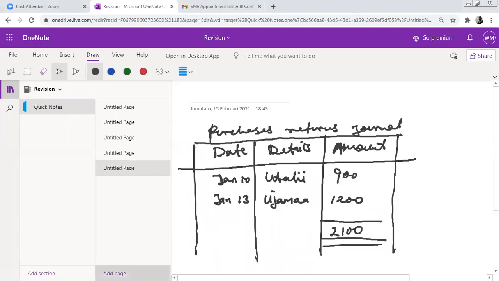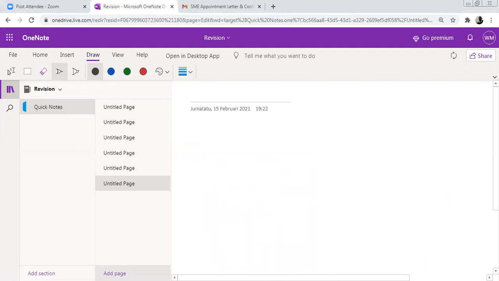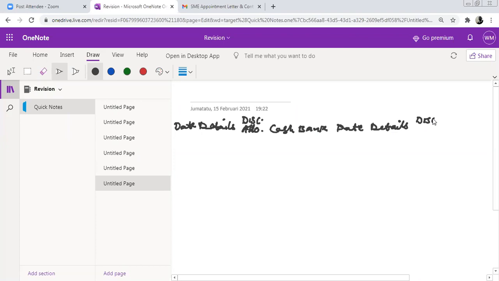Let me draw that. For the three column cash book, it's going to have the columns for the date, details. On this, we are going to have what we call the discount allowed, and then we shall have the cash and the bank. Then we are going to have the same columns on the other side, the date, the details. But this time we are going to talk about the discount received, and then the cash. Lastly, we shall have the bank.